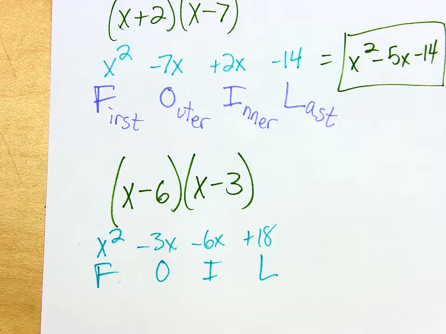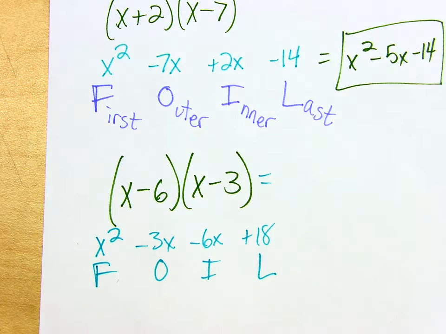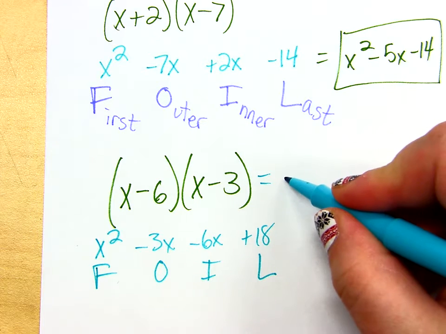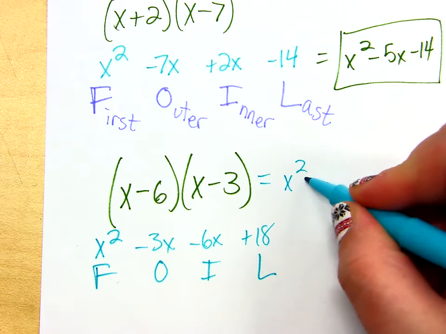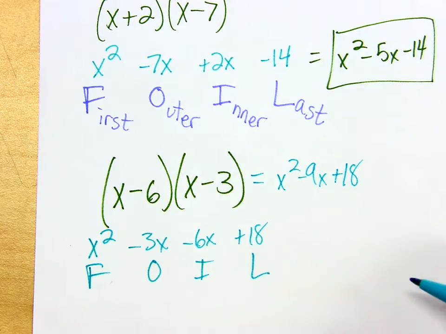So now all I have to do is combine like terms if I have any, which you usually will, and it's usually those two middle ones. So when I combine them, my final answer reads what, Gianna? X squared minus 9x plus 18. Perfect.